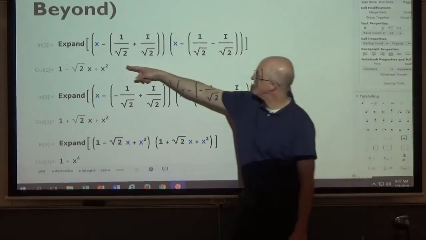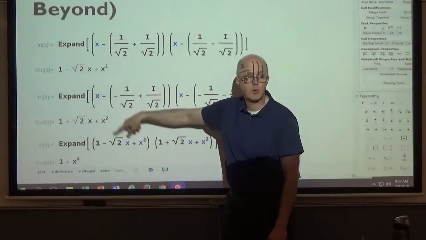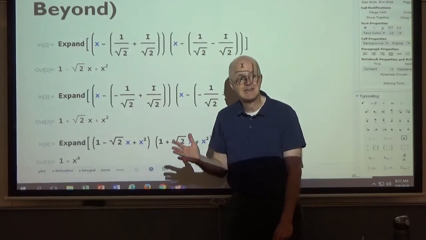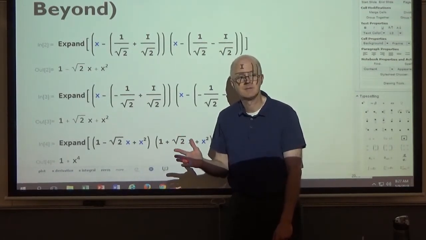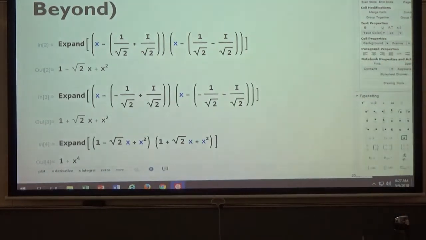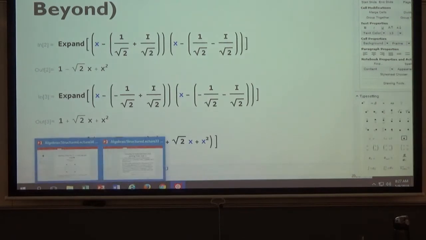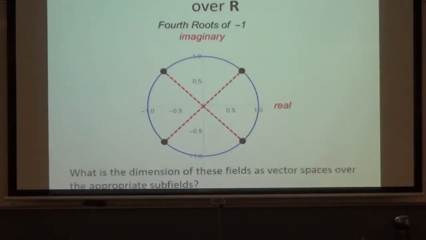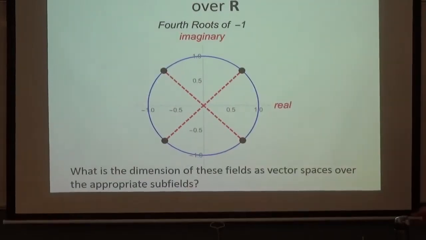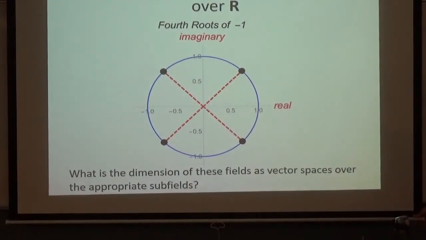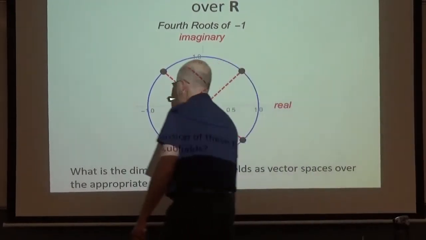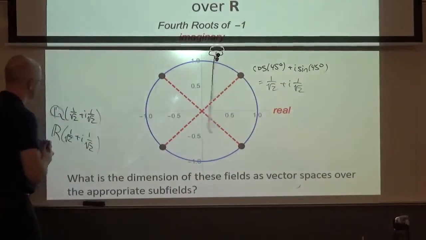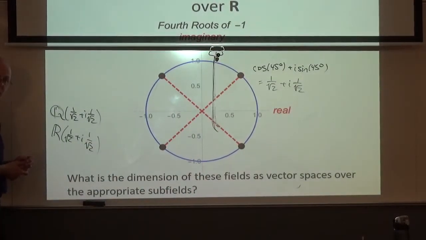But anyway, because you can factor it as the product of these two quadratics over the reals, it is reducible over the reals. And that has implications with the dimension question, related to that theorem that I showed you now 25 minutes ago. What are the dimensions of these fields as vector spaces over the appropriate subfields? The irreducibility of x to the fourth plus 1 over the rationals is going to mean this is 4-dimensional over Q.